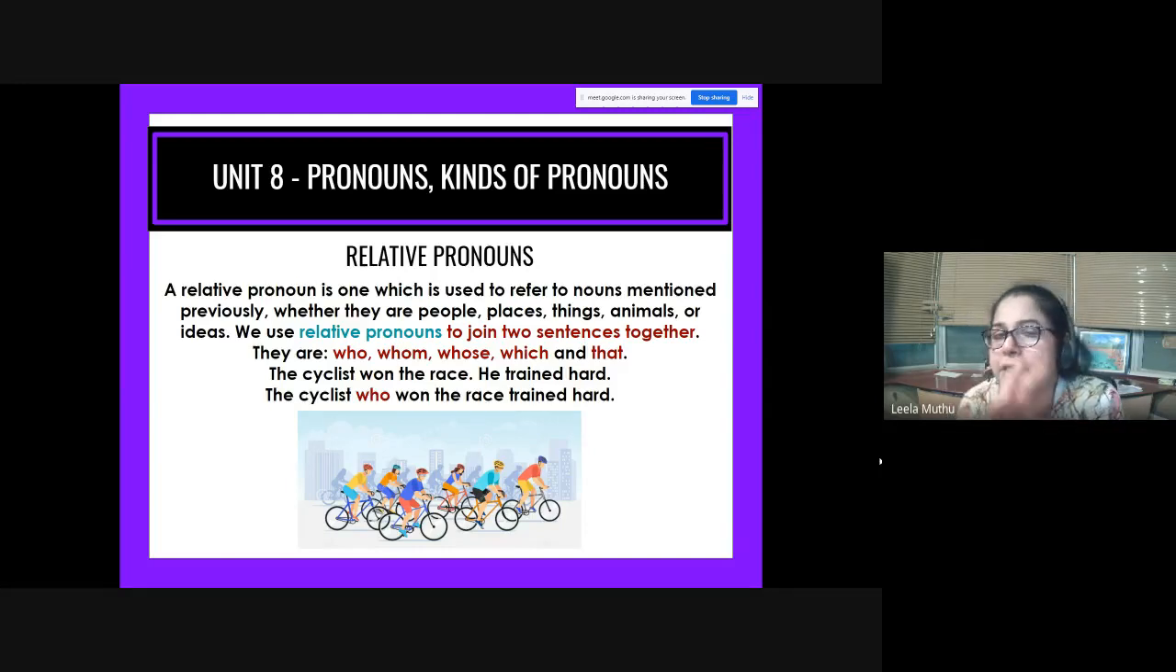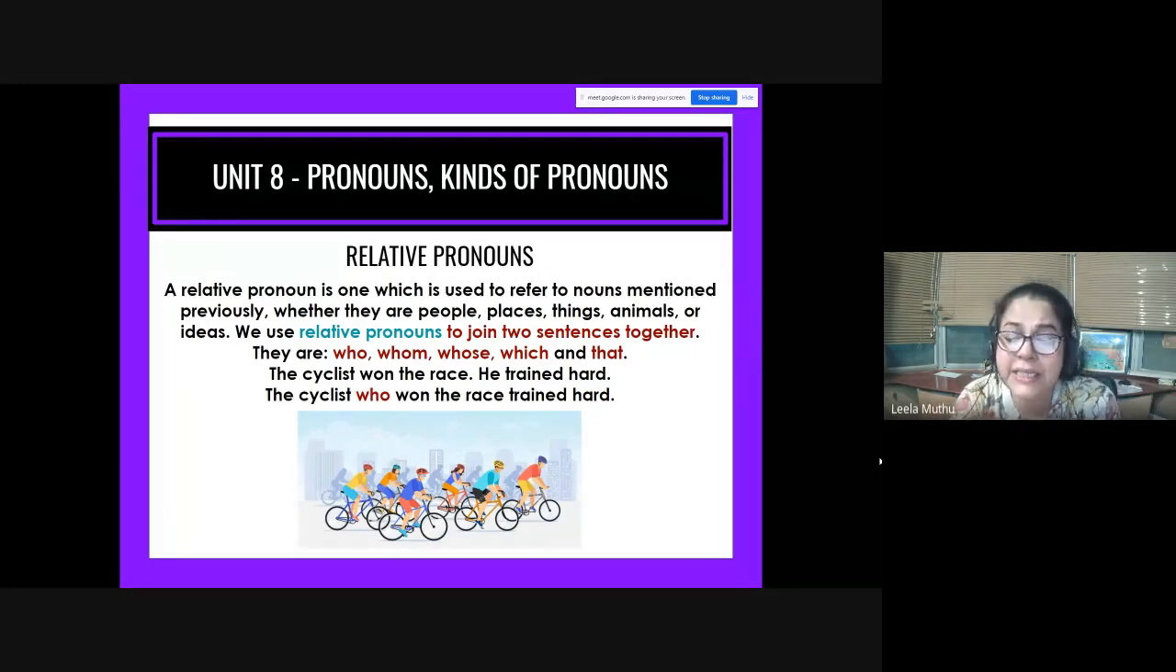Now, children, always remember when you're joining two sentences together, if there is a pronoun in the second half of the sentence, make sure you don't repeat the pronoun in the sentence that you've created with the relative pronoun, because the relative pronoun is replacing the pronoun in the second half. You will never see the pronoun being repeated in the final sentence you create with the relative pronoun.